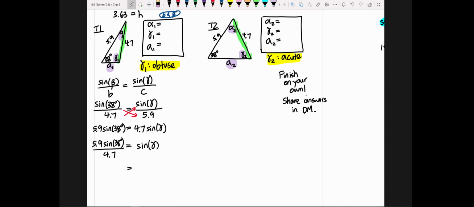So here, when we take inverse sine, this is going to be the acute angle, because remember that inverse sine will give us the angle measure between negative 90 degrees and 90 degrees. So we'll make note. Inverse sine is between negative 90 degrees and 90 degrees. Therefore, it's going to give us gamma 2, the acute angle.